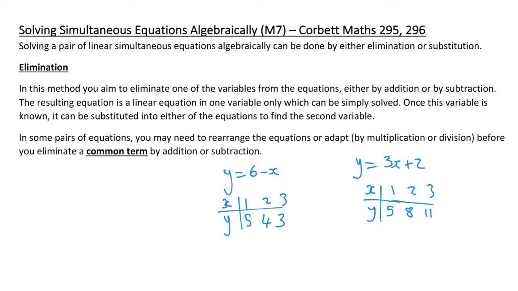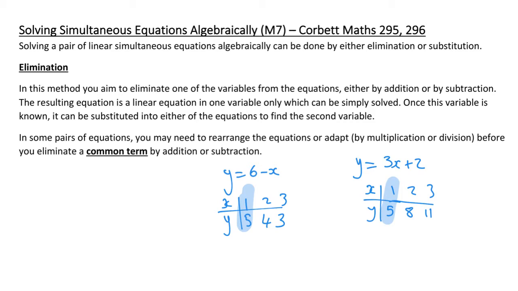But what we can see is that there is one common solution. So 1 and 5 and 1 and 5 appear in both of those, and that would be the common solution. So whenever we're trying to solve simultaneous equations, we're trying to find that one or possibly two common solutions. So one of the methods we can use is graphically, but we've already looked at that.